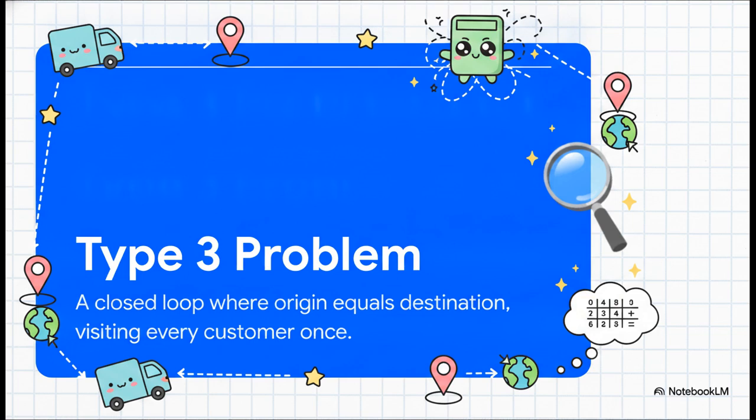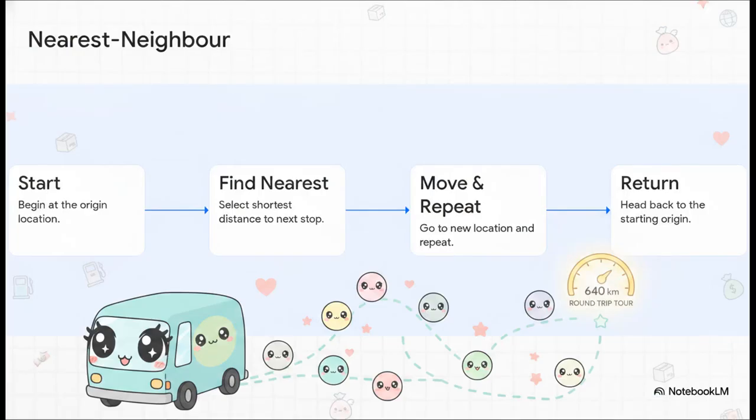Because this requires a complex distance matrix and gets computationally heavy very fast, we usually rely on heuristics to figure it out. The absolute most practical way to solve a TSP manually is the nearest neighbor heuristic. You just start at the origin, find the shortest distance to the nearest unvisited location, move there, and repeat until everyone is visited before finally returning home. In a recent case study plotted for 8 scattered customers, applying this exact logic step by step optimized the total route down to a super tight 640-kilometer round-trip tour.